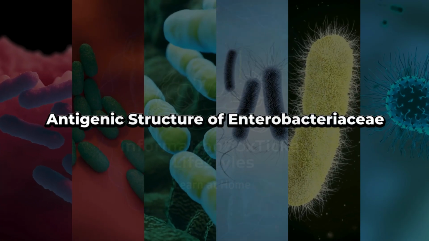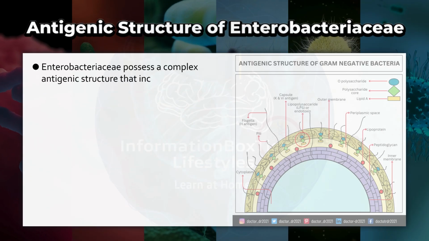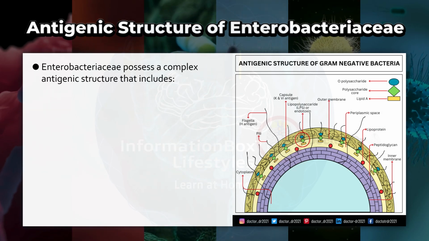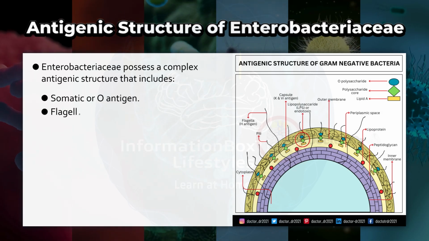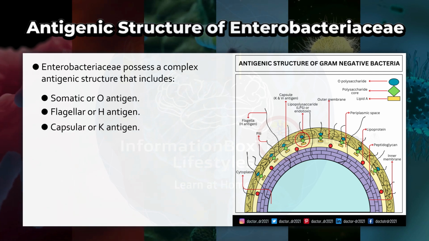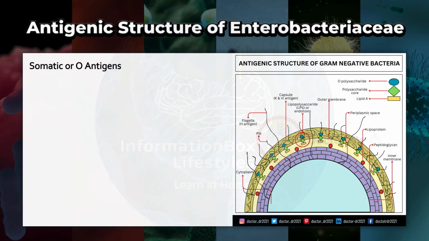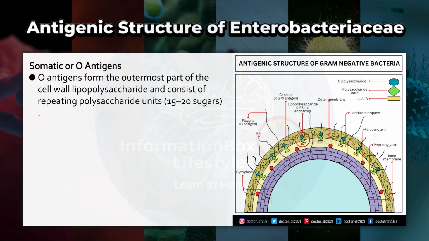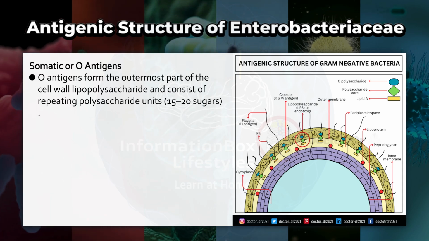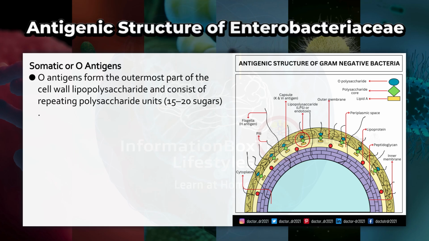Antigenic structure of Enterobacteriaceae. Enterobacteriaceae possess a complex antigenic structure that includes somatic or O antigen, flagellar or H antigen, capsular or K antigen. Somatic or O antigens. O antigens form the outermost part of the cell wall lipopolysaccharide and consist of repeating polysaccharide units, 15 to 20 sugars.